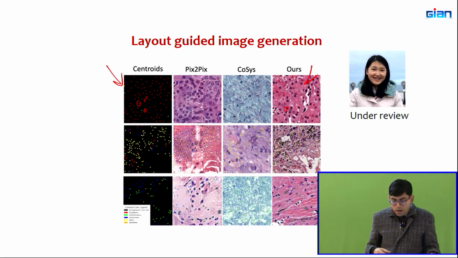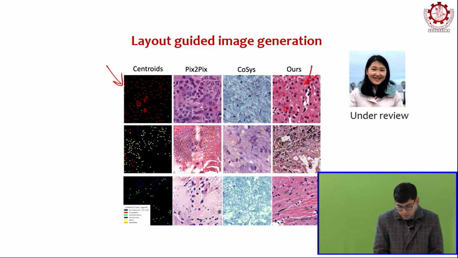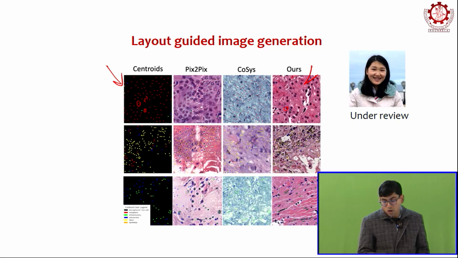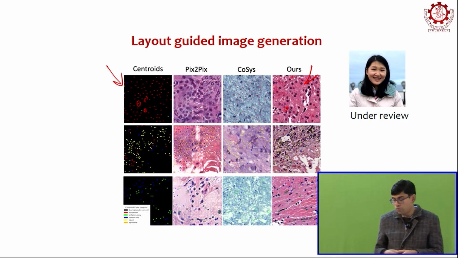And what you can also do is, if there are multiple kinds of cells, and that's what you see in the third row, you have neoplastic cells, inflammatory cells, epithelial cells, and so on. So it's a multi-class layout condition generation. That's what we have shown here.